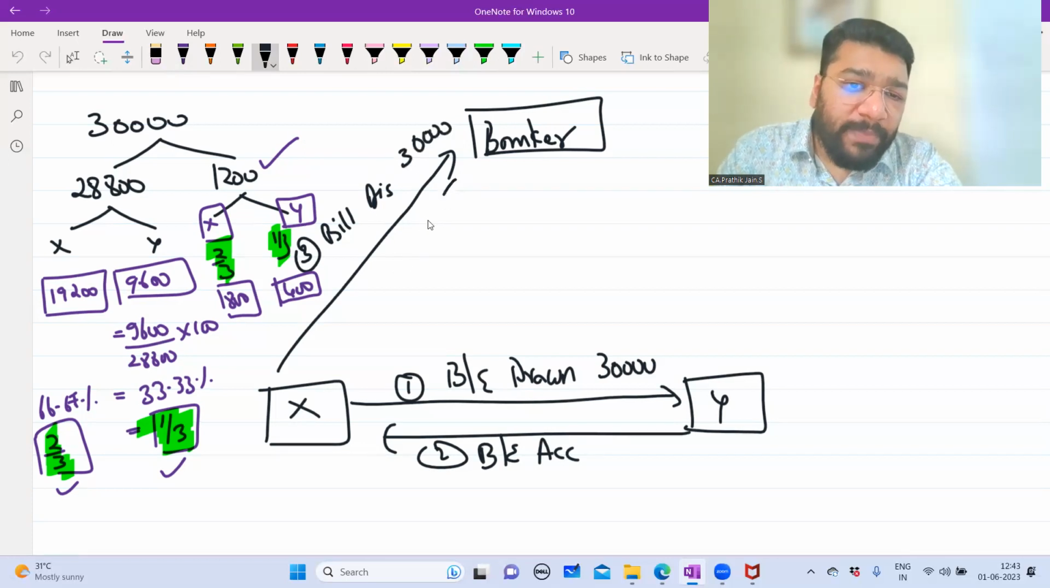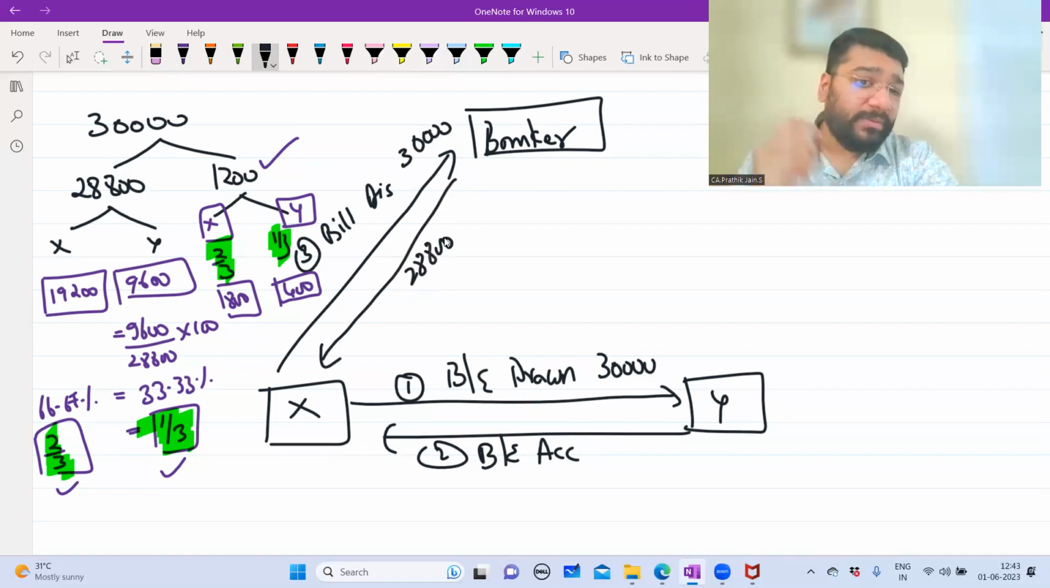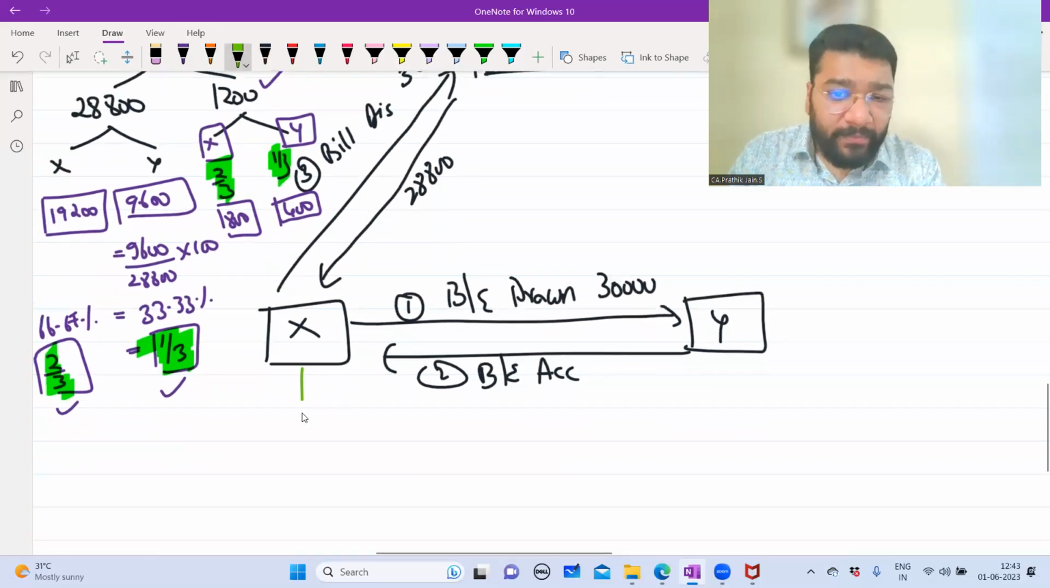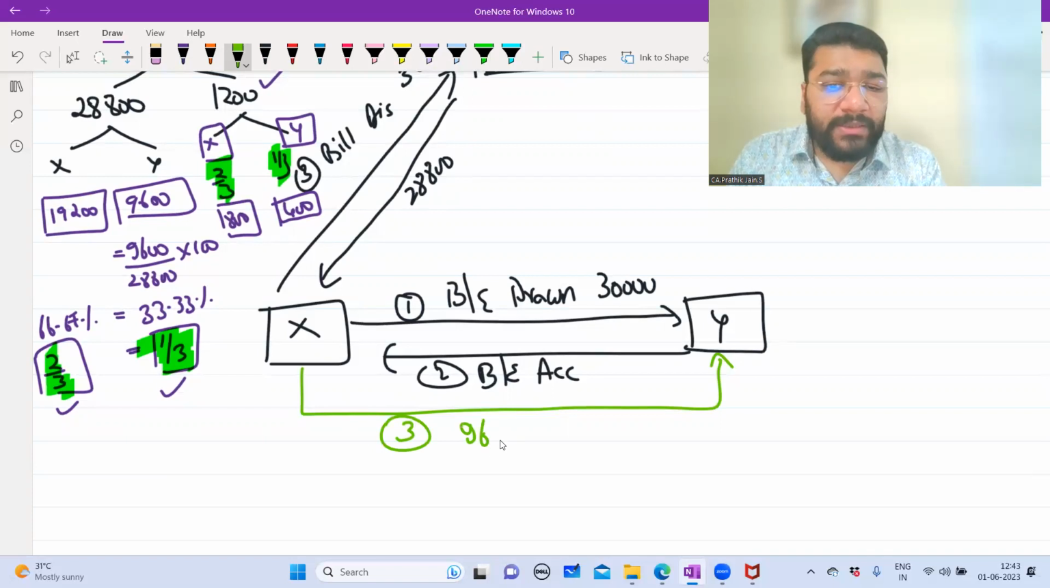So now, guys, we are giving the bill worth 30,000 to the banker, and in return, the bank is paying me how much? 28,800. Now, what is happening? Fourth transaction. X is having 28,800. In that, he is giving 9,600 to Y. So can I say, the third transaction is X paying 9,600 to Y along with the discounting charges of 400. Total how much? 10,000 to Y.